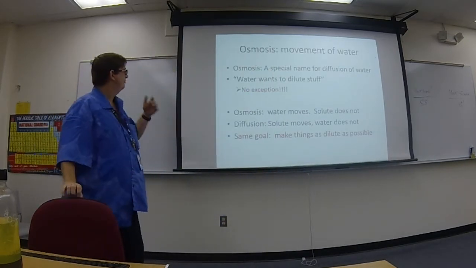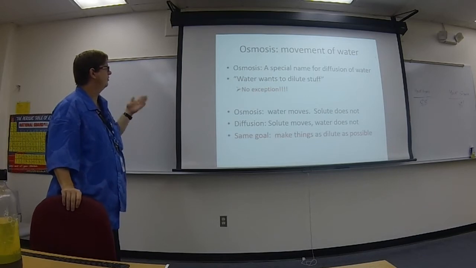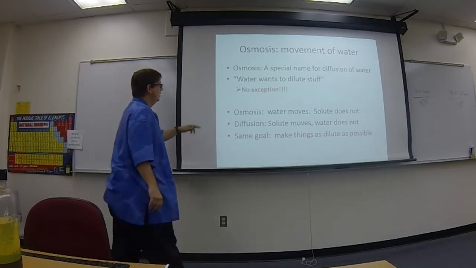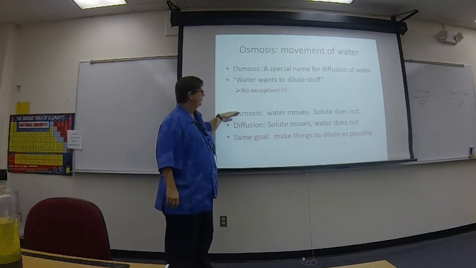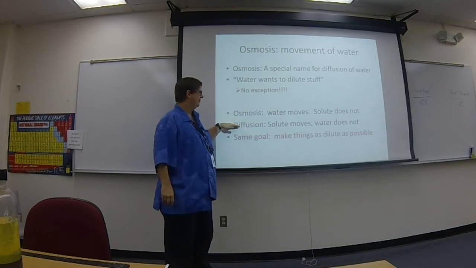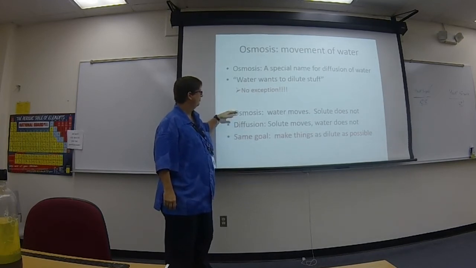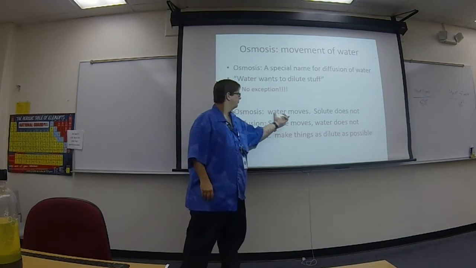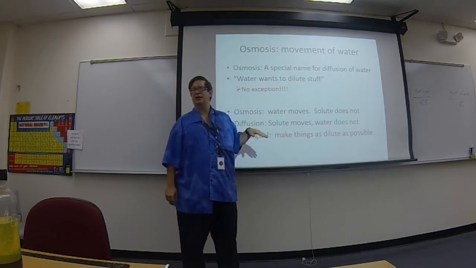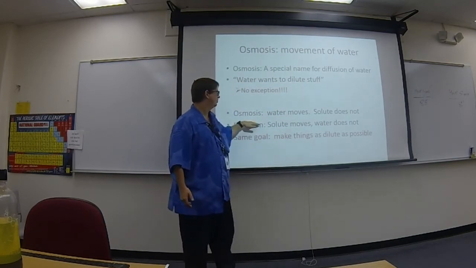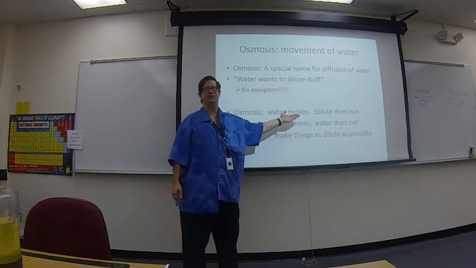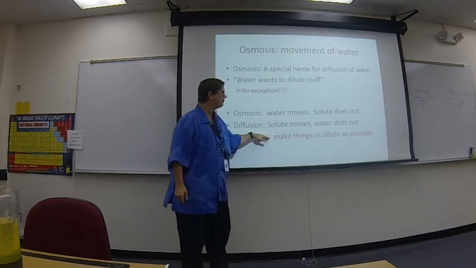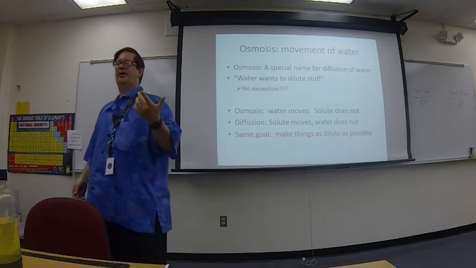So we talked about osmosis, moving the water. Water wants to dilute stuff. Like I said, osmosis and diffusion, we're basically talking about the same type of thing happening. We give a special name to osmosis. Osmosis is the movement of water. The solute is not moving. Diffusion is the movement of the solute, but the water is not moving. In both cases, we're trying to make things as diluted as possible. Good?